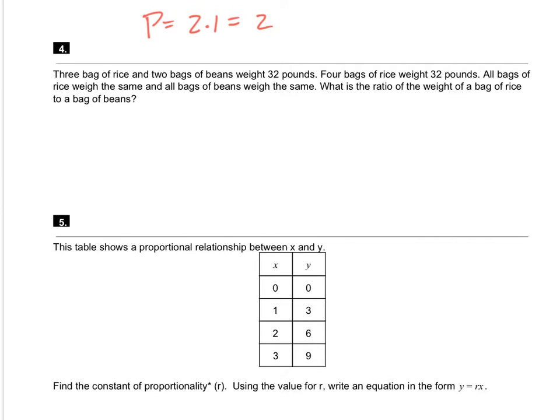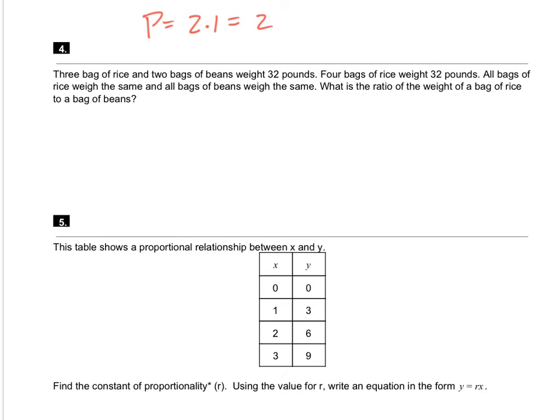3 bags of rice and 2 bags of beans weigh 32 pounds. 4 bags of rice weigh 32 pounds. All bags of rice weigh the same, and all bags of beans weigh the same. Now you need to find the ratio of the weight of a bag of rice. So we know that 4 bags of rice weigh 32 pounds.